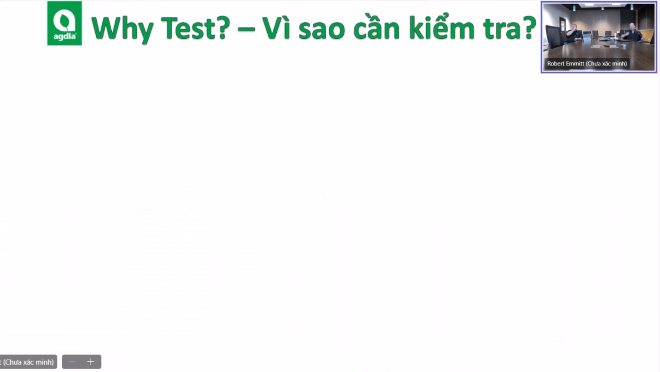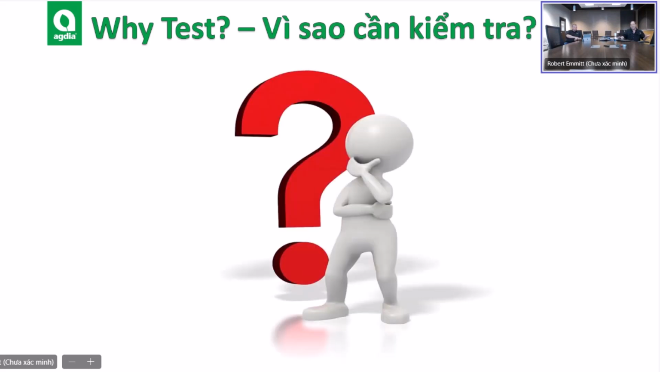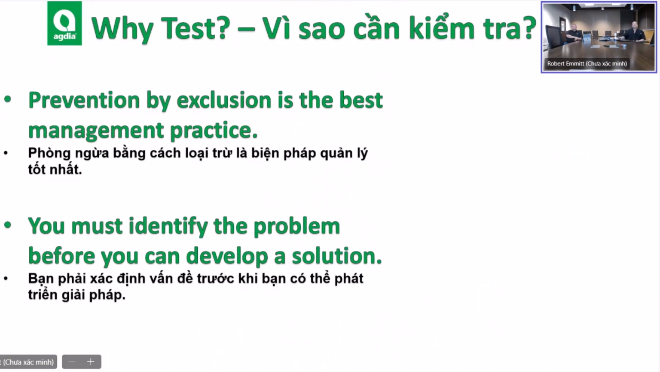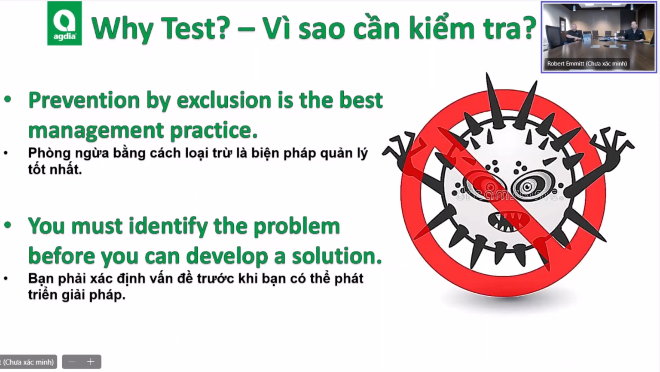So now that we've talked about the pathogens a little bit and everybody has a little bit of background on these, I think the next thing we jump into is discussing why you want to test. So why do you want to use AgDia's products? Why do you want to test your plants to make sure that they're not infected with a virus, a bacteria, or a fungus? Well, that's because prevention by exclusion is the best management practice. And you have to identify the problem before you can develop a solution.